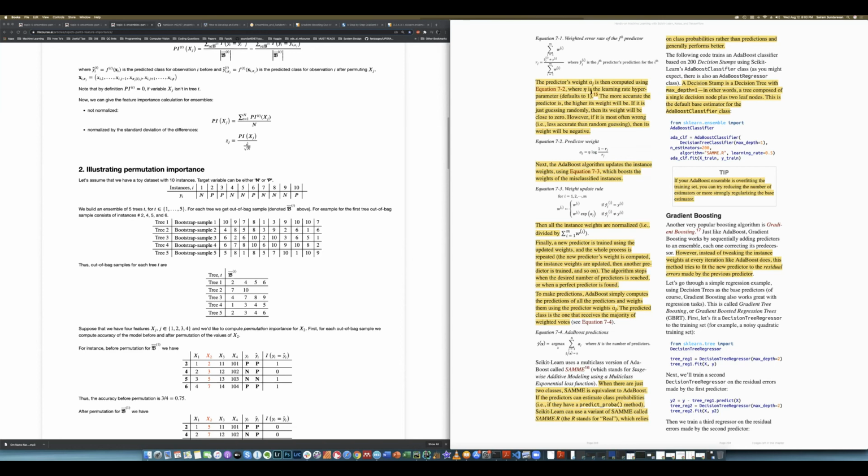So that's what I think they mentioned here. The predictor's weight is computed using this equation where eta is the learning rate. The more accurate the predictor is, the higher its weight will be. If it is just guessing randomly, then its weight will be close to 0. So that tells you how AdaBoost is accounting for each individual predictor's performance.